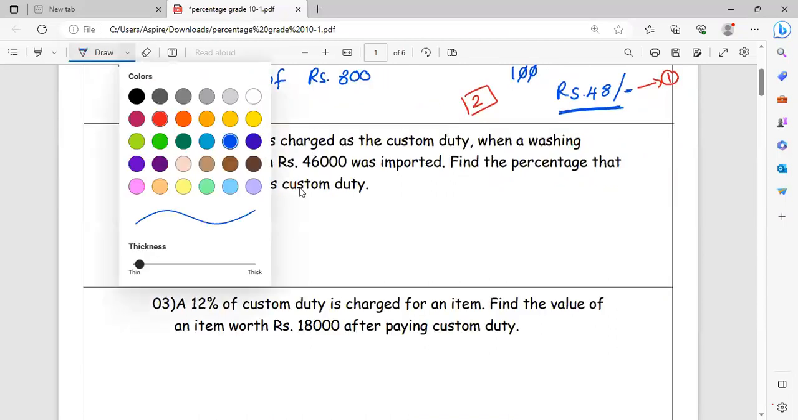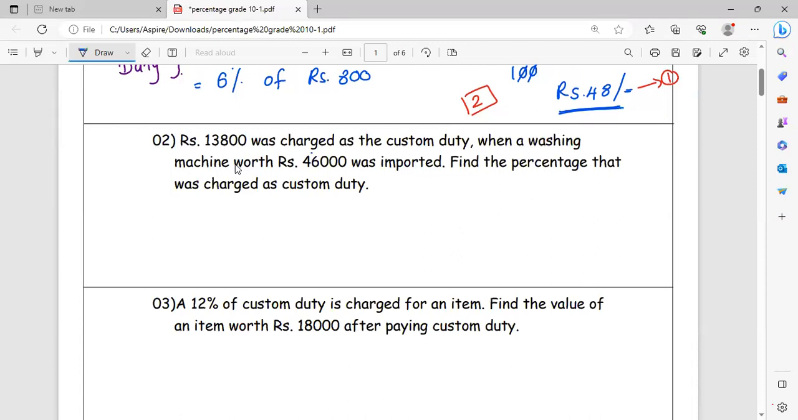In the second question they have asked: 13,800 rupees was charged as the custom duty when a washing machine worth 46,000 was imported. Find the percentage that was charged as custom duty. What is meant by calculating the percentage? Calculating the percentage means you are finding the particular value when it is 100 rupees. That means with respect to the 100 rupees.